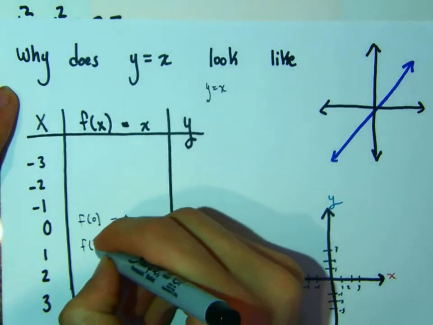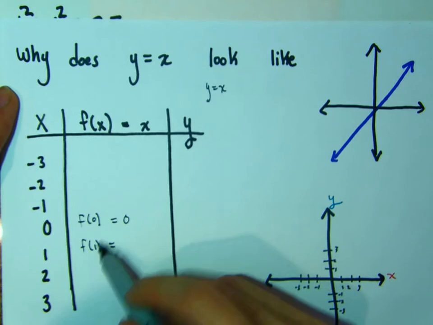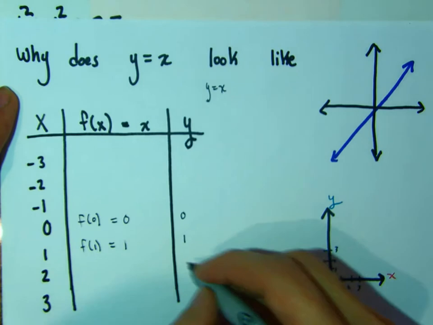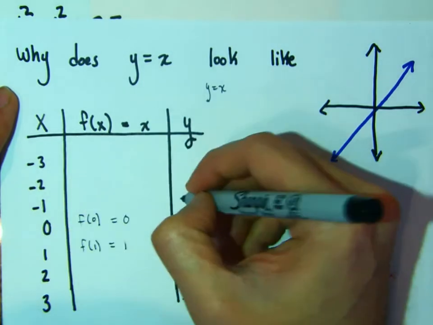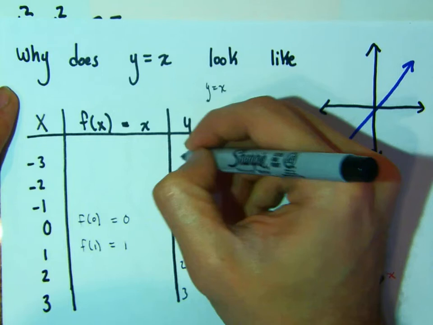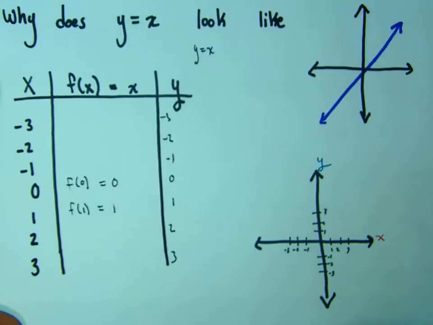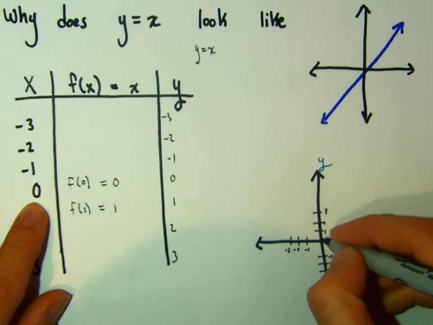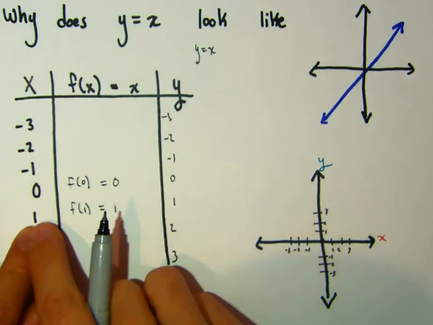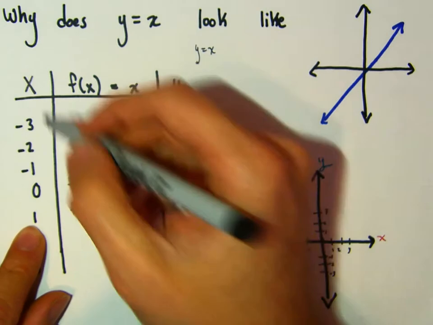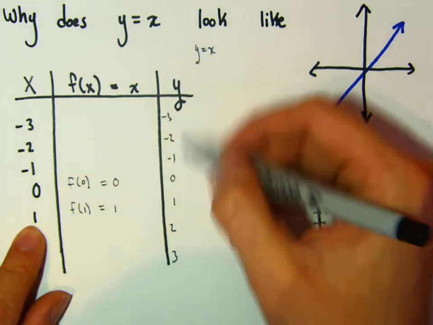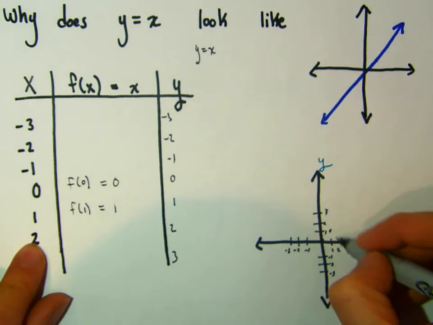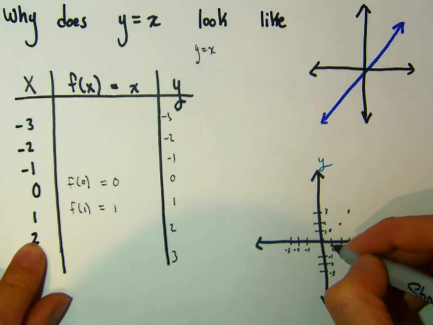If I plug in f of 1, I'm just plugging in 1 where the x is, and I get 1. So notice these are my points. Plug in 2, I get 2. Plug in 3, I get 3. And same idea: negative 1, negative 2, negative 3, right? So the first point will be 0, 0. That point would be here. Then let's take a look at 1. When my x value is 1, the y value is 1. So where is that point? 1, 1, it's right here. Then I have 2, 2, 3, 3, and so on and so forth.